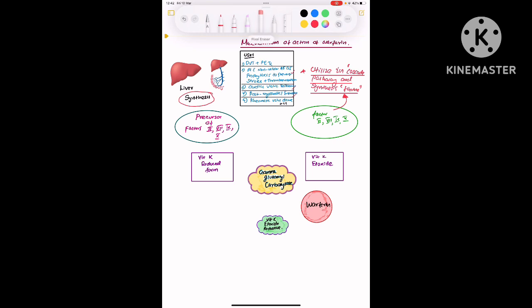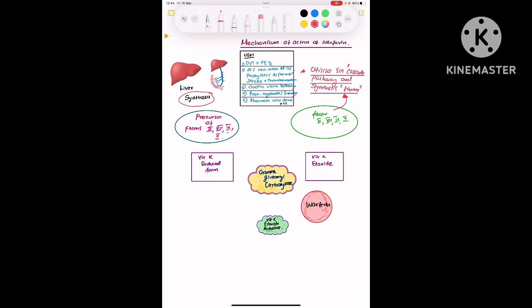Those are what we call factor 2, factor 7, factor 9 and factor 10. These factors we actually call elementary products, so we can say they are the precursors of factor 2, factor 7, factor 9 and factor 10. When these precursors are formed in our body, they should convert into the active form of those particular factors.